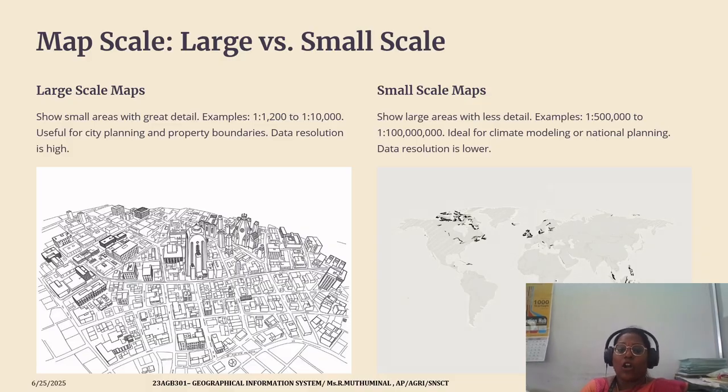Small scale maps will always show you a larger area with less detail. Here I have shown you the drawing, which is ideal for climate modeling or national planning. The data resolution is very low, as you can see in the picture. Similarly, as you can see with the large scale maps, they show you minute details for smaller areas. For example, these kinds of large scale maps could be used for city planning and property boundaries. The data resolution for large scale maps is very high compared to that of small scale maps.